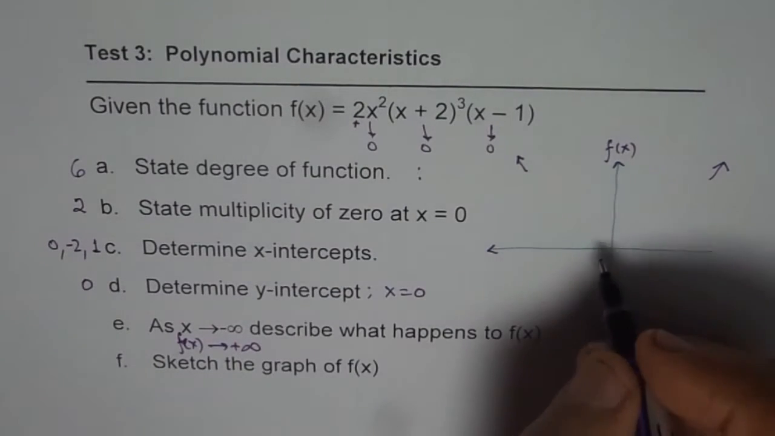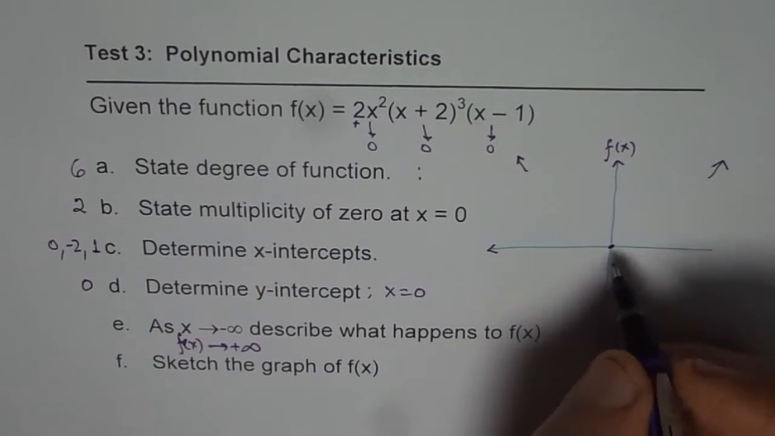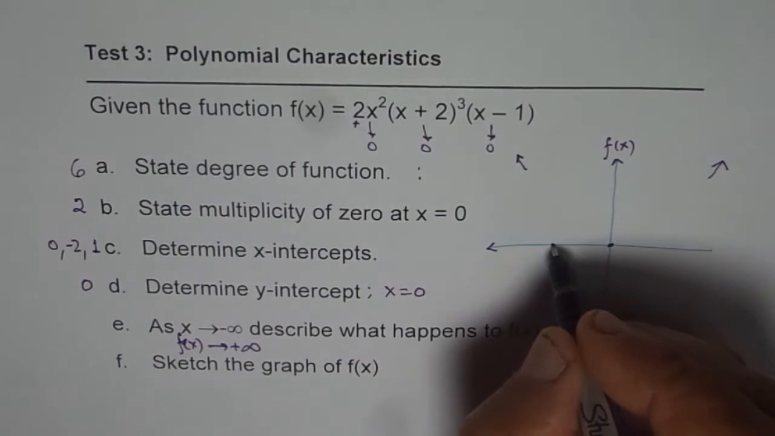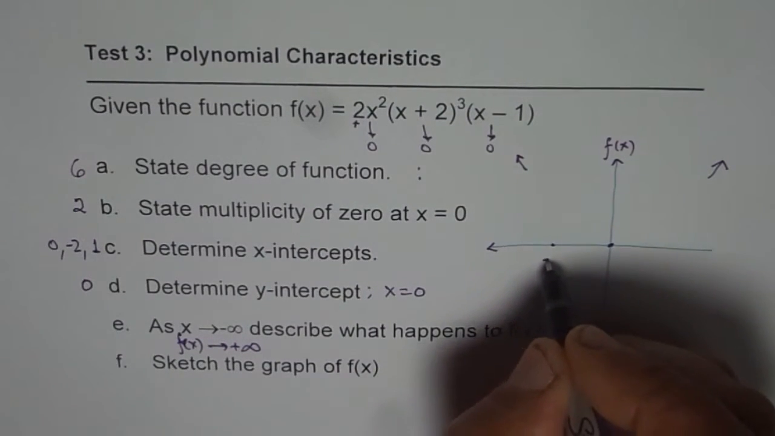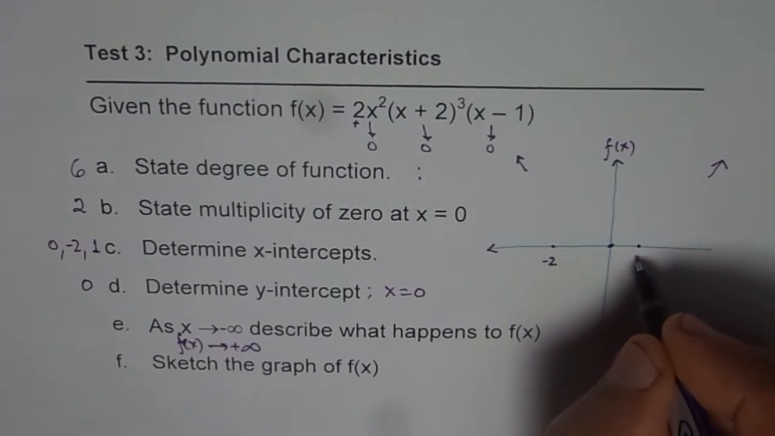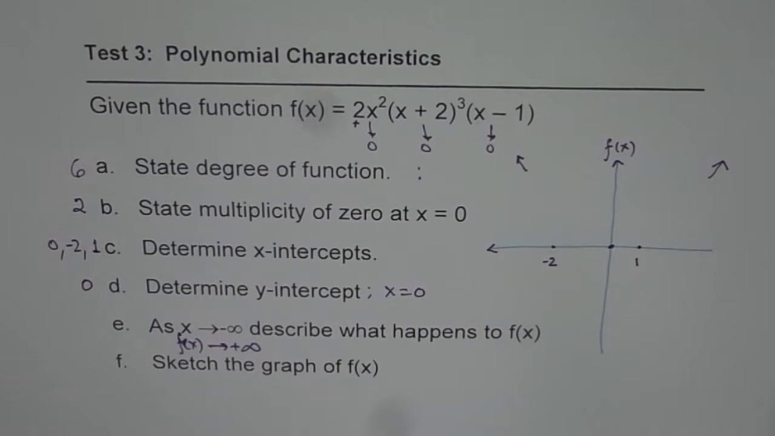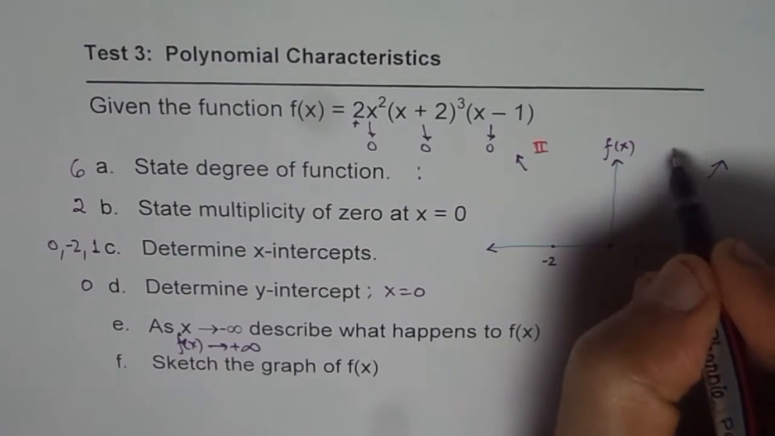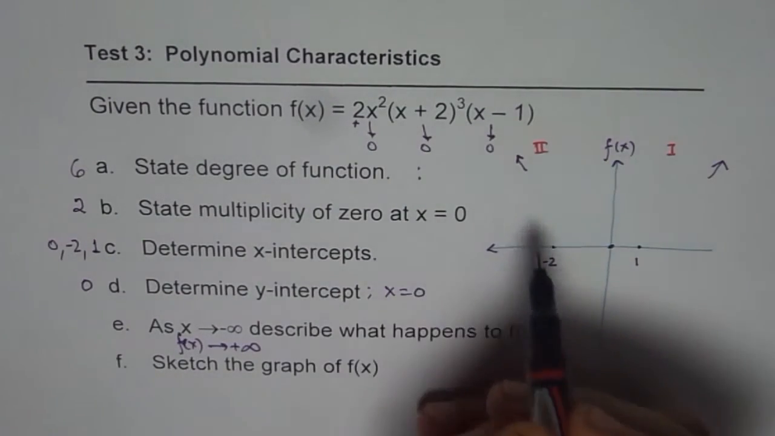We have a zero of multiplicity 2 at the origin, of multiplicity 3 at minus 2. So let us say this point is minus 2 for us. And then at 1, we have a linear zero. Since the end behavior is from quadrant 2 to quadrant 1, let us begin from this side.